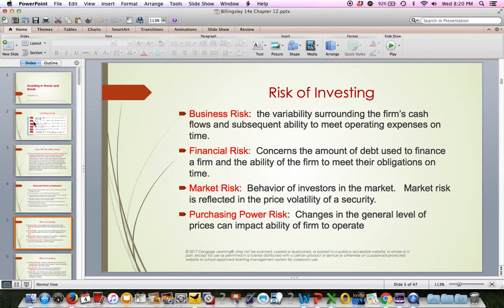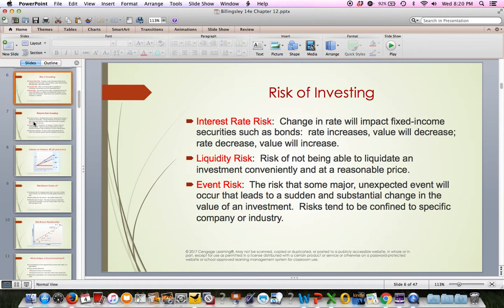The last one is purchasing power risk, which is changes in the general level of prices that can impact the ability of a firm to operate. So basically its power to operate in the economy, just knowing that economic forces will affect certain companies in different ways depending on if we have an economy that's going up or down.